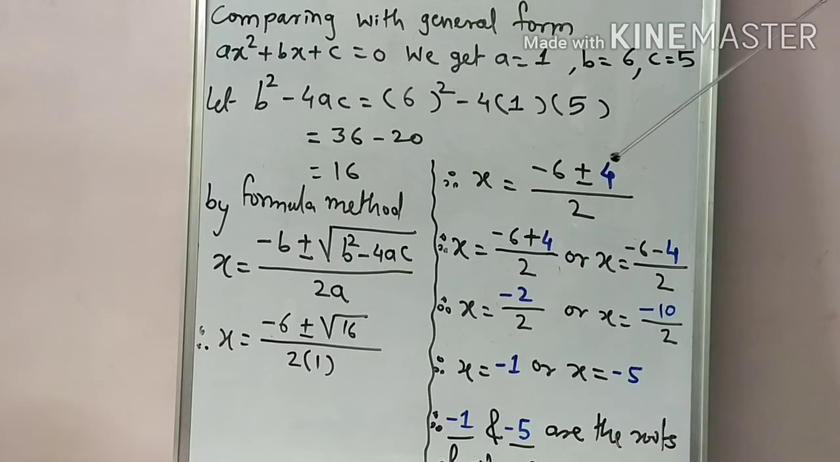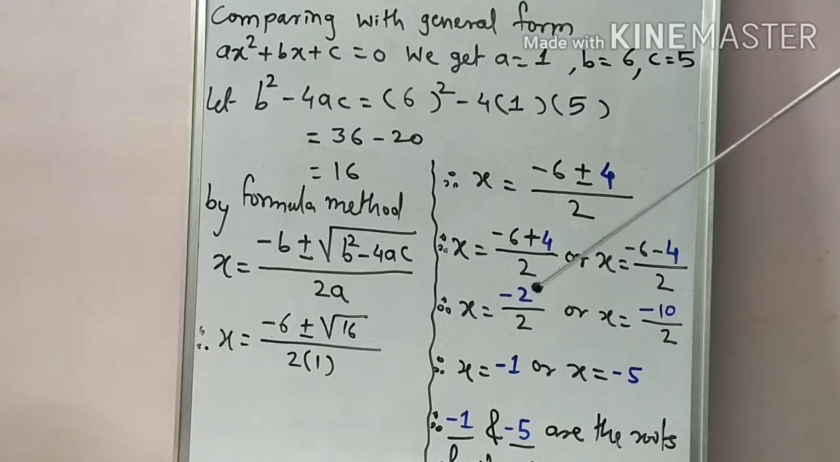Is it correct? Plus or minus 4, that's the square root of 16. Now we separate this plus and minus sign, and here we do the operation. Opposite sign means what? Subtraction. With the greater value sign, that means minus 2. Here the equal sign means addition, with the same sign, that means minus 10.